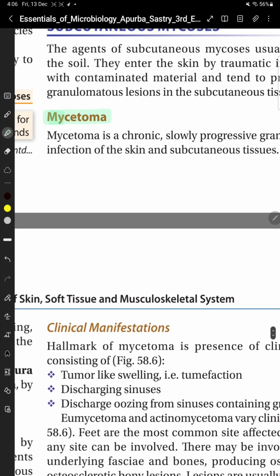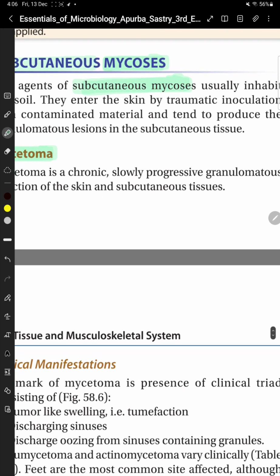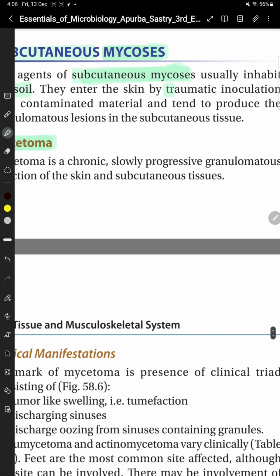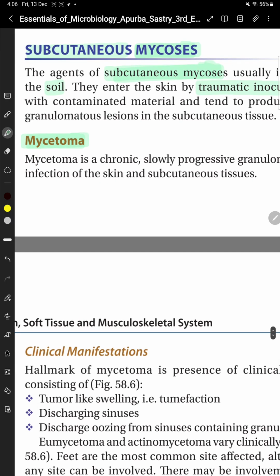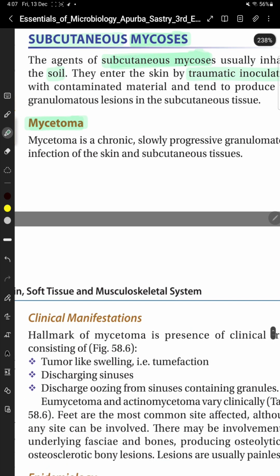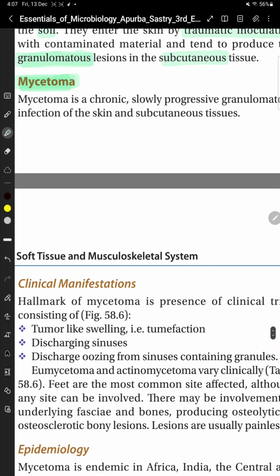Mycetoma. Mycetoma is an example of subcutaneous mycosis. The agents of subcutaneous mycosis usually inhabit the soil. They enter the skin by traumatic inoculation with the contaminated material, and they tend to produce granulomatous lesions in the subcutaneous tissue. So, mycetoma is an example of subcutaneous mycosis.